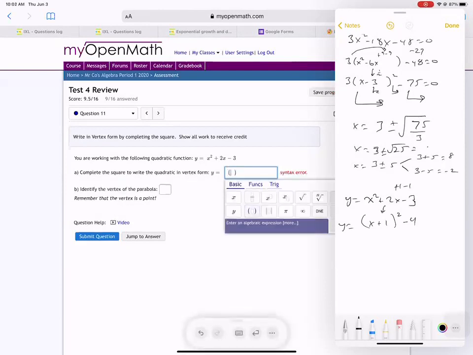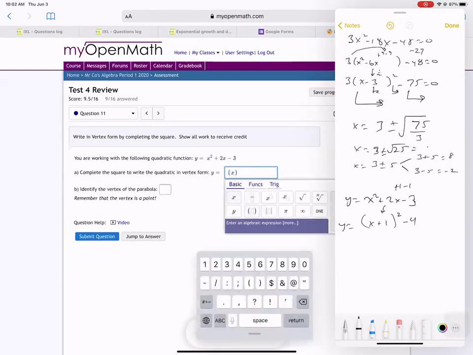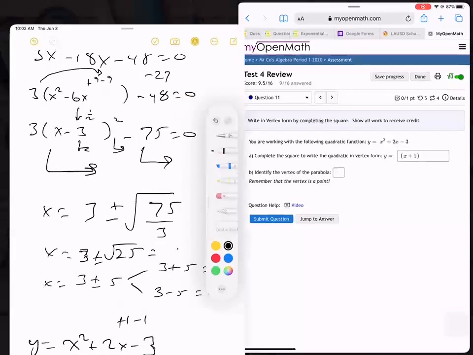Parentheses, x plus 1. Sorry, move that over. Oops, darn it.